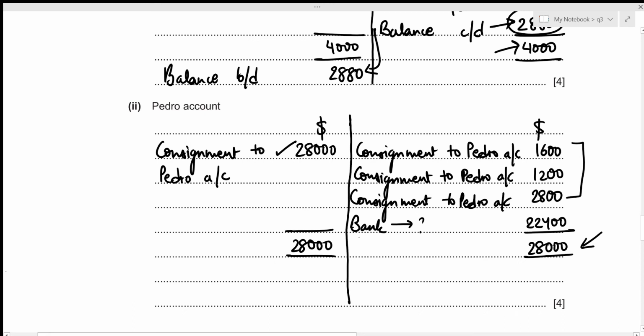And since Pedro has already paid, there is nothing to be paid for the next year. So this means that there is not going to be any opening balance for next year, which means that this concludes Pedro account as well as the third part of this question. Now we can move towards the fourth one.